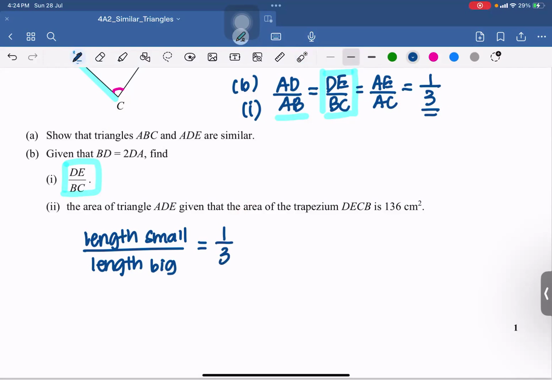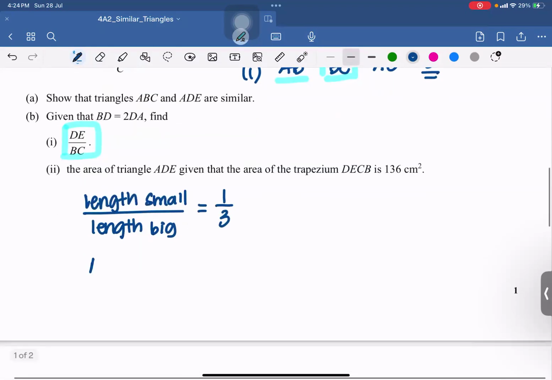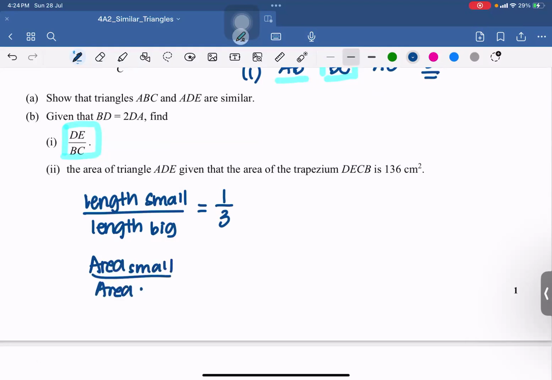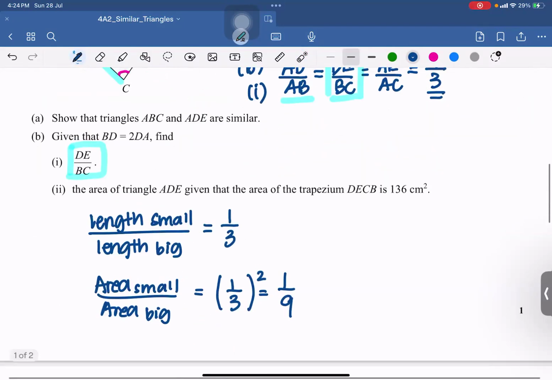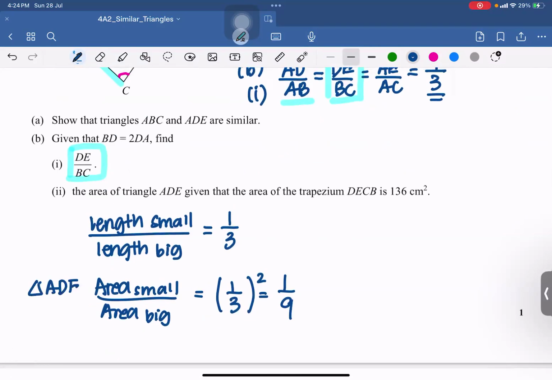But if I want to find the ratio of their areas, small triangle over big triangle, what do I need to do? I need to take the ratio over here and square it. Area is cm squared, right? So I take 1/3 whole thing squared, that will give you 1/9. Let's observe the area of the small triangle, named ADE, and the bigger triangle ABC. So this is triangle ADE over triangle ABC.